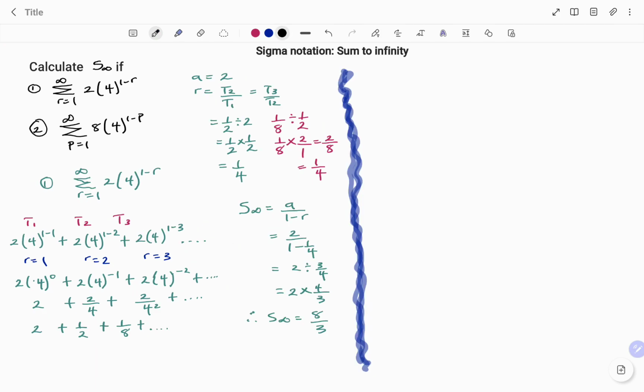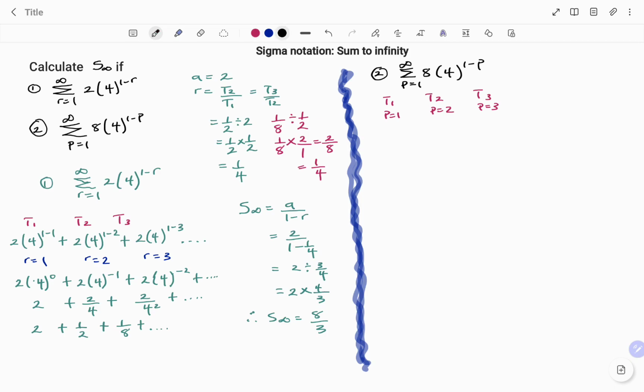For the second question, we have to find the sum to infinity. We have the summation or sigma notation, p equals 1 to infinity of 8 times 4 to the power of 1 minus p. Like we did earlier, we need to find our first term, our second term, and our third term in order to find our first term and our common ratio. And to do that, we start with p equals 1. So for our first term, we have p equals 1. For our second term, we have p equals 2. And our third term, we have p equals 3.